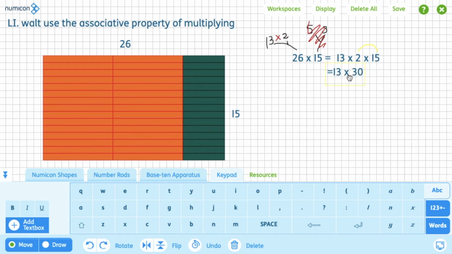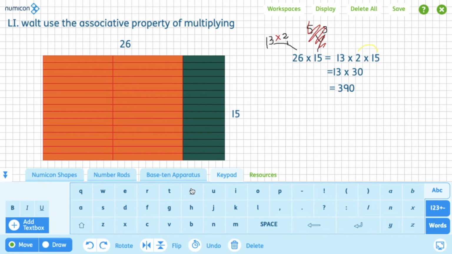Okay. And then once I have 13 times 30, I can think about 13 times 3, which is 39. So 13 times 30 must be 390. All right. So we've used association by breaking up one of our numbers in our multiplying sentence into its factors and multiplying them together as well. Now, I didn't have to use 13 and 2 and 5 and 3. I could have done it a different way.